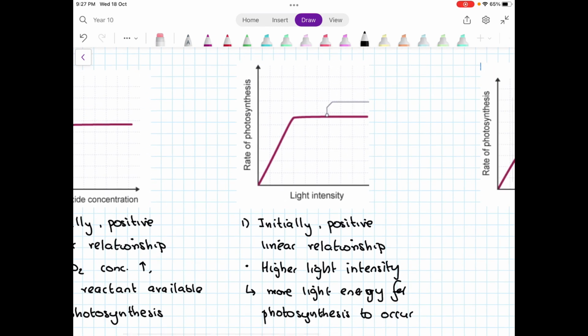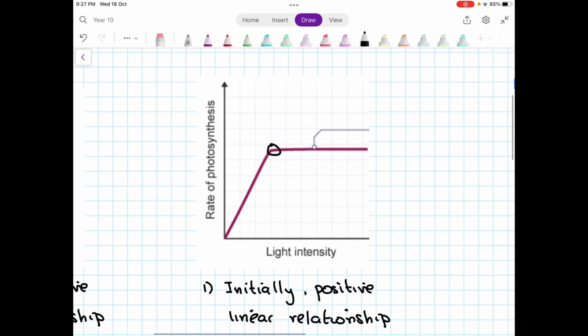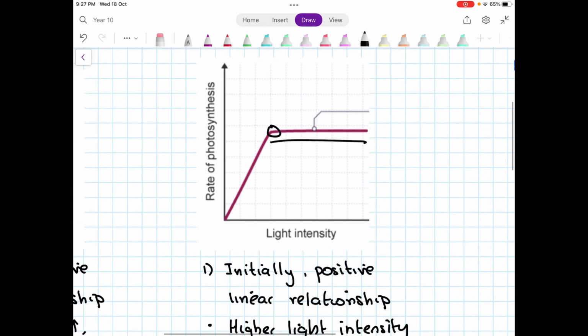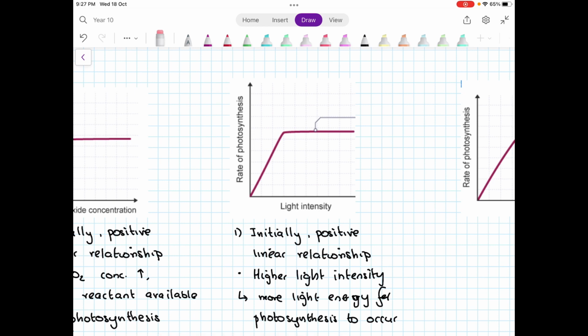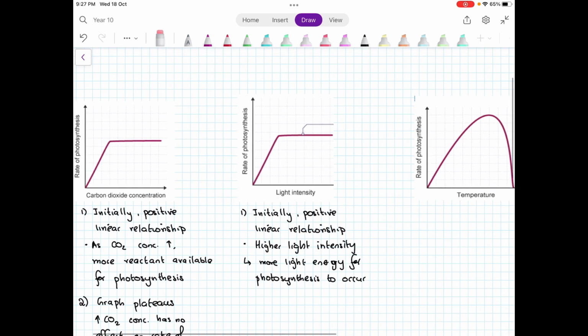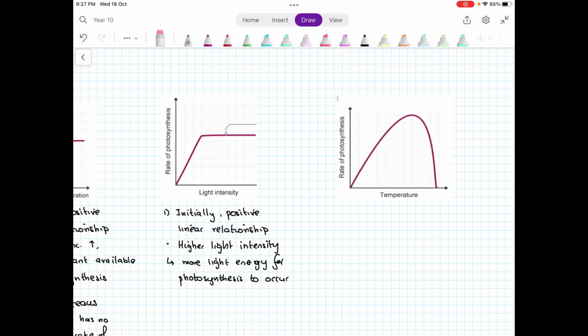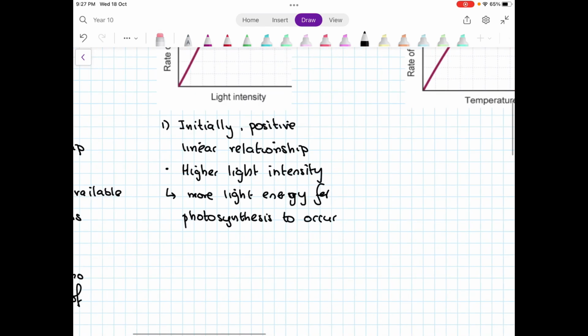Okay, but beyond a certain point on the graph, we see that it plateaus, and increasing the light intensity no longer has an effect on the rate of photosynthesis. And as you might have guessed, this is because another factor, for example, the carbon dioxide concentration or temperature, could be a limiting factor.